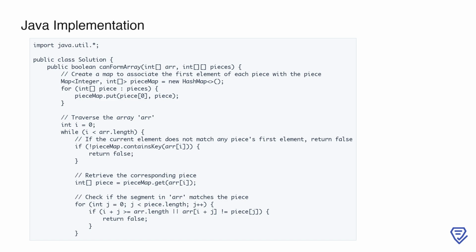The first step is to create a map that associates the first element of each piece with the piece itself. This allows us to quickly look up which piece corresponds to any given starting value in ARR. Next, we traverse the ARR array using a while loop. For each element in ARR, we check if it exists as a key in our map. If it doesn't, that means the current element cannot start any valid piece, so we immediately return false. If it does exist in the map, we retrieve the corresponding piece array.